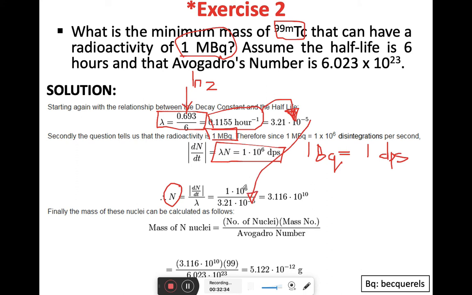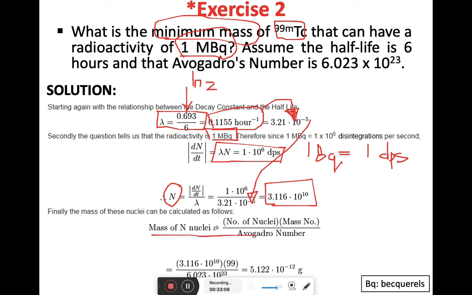So that is why the megabecquerel is converted to disintegrations per second, and the unit is second. That is why earlier the decay constant must be calculated in seconds. When you plug in, this is the value that you get for your final solution, because you are looking for the minimum mass. We want to calculate the minimum mass. So this is the formula for it.